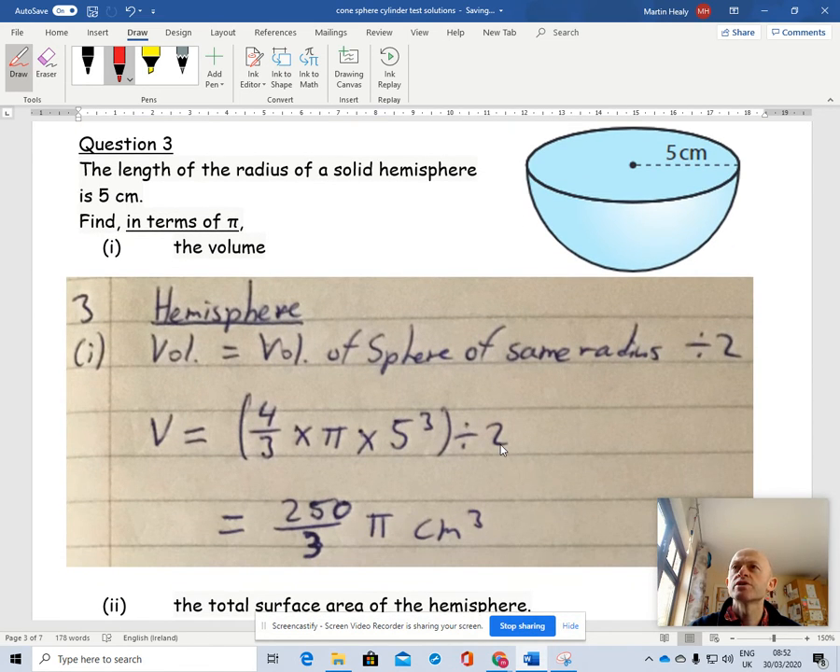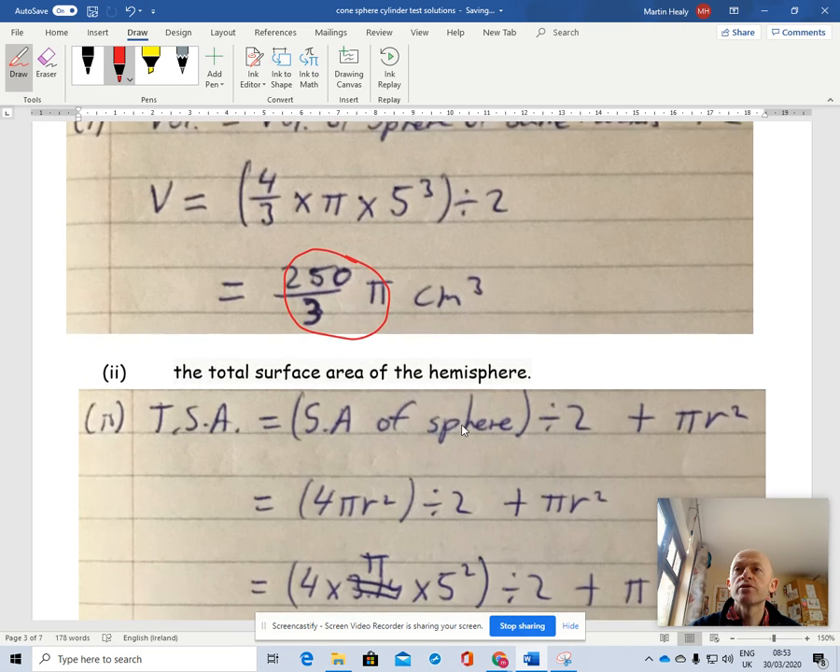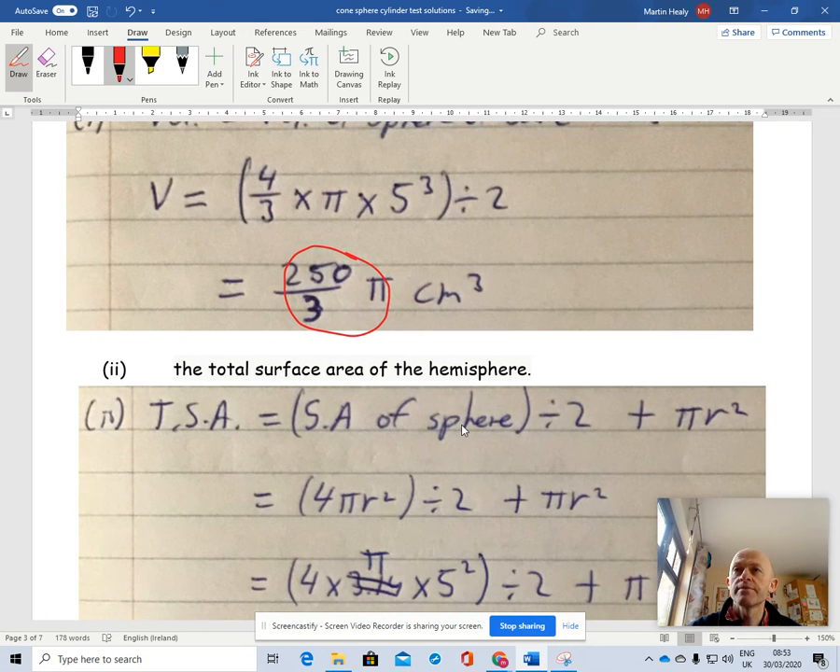Now maybe for question 3, it's a hemisphere. So the way I do it is the volume of the sphere of the same radius divided by 2. In this case, the radius is 5. Now, we're asked to do it in terms of pi this time. So all we do is you just leave pi as it is and type it into your calculator. You end up with a fraction here. You can put it as a decimal if you want, but I just left it as 250 over 3 pi centimeters cubed.